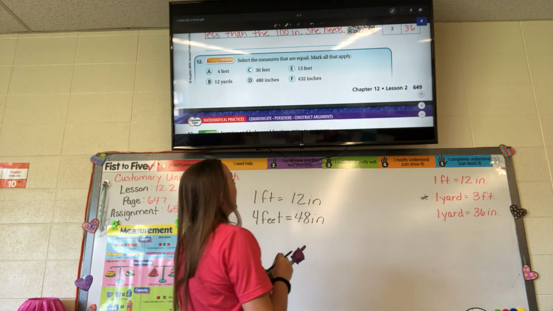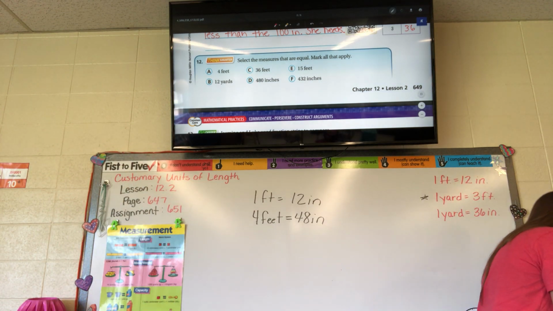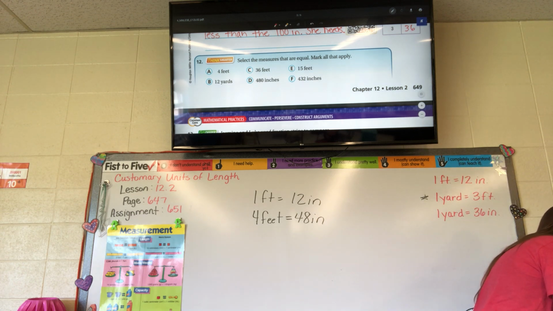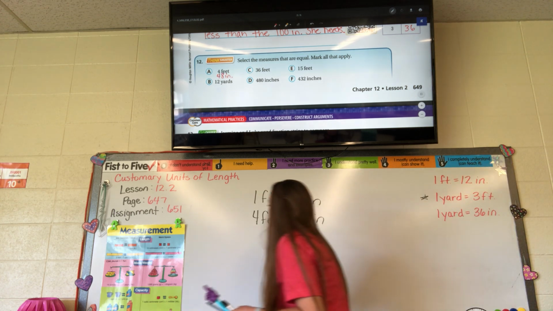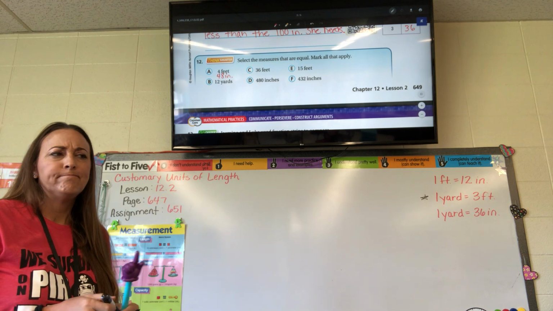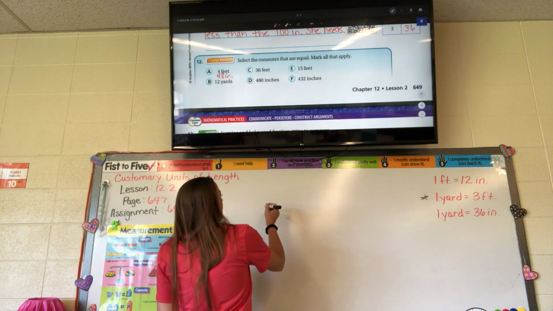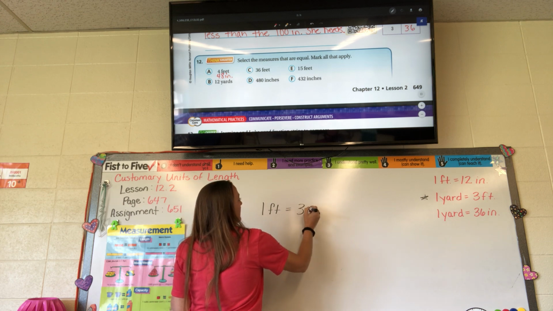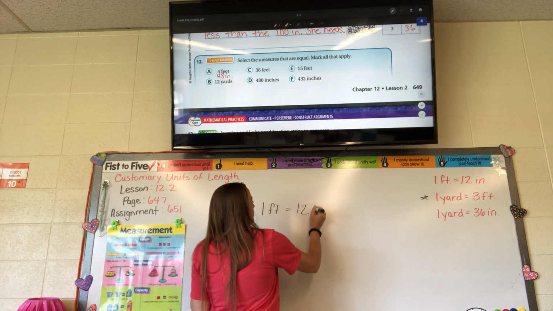Okay, so let's see if I have 36 feet. Now this is what I was talking about before. So I'm going to write under 4 feet, 48 inches so I can keep up with that. This is going to take a little bit. Okay, not that long though. All right, so if I have 36 feet, how many inches would that be? Well, I know that in 1 foot there are 12 inches.